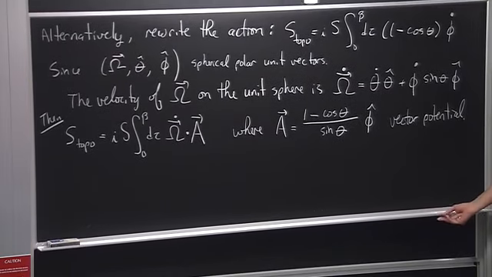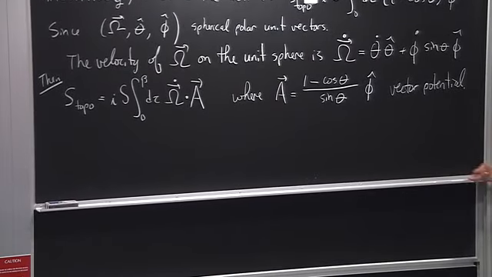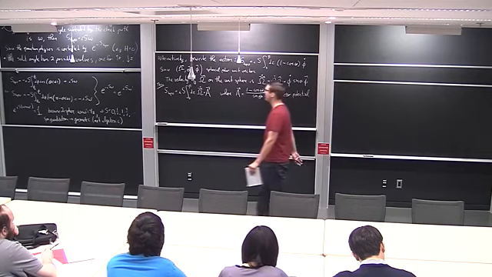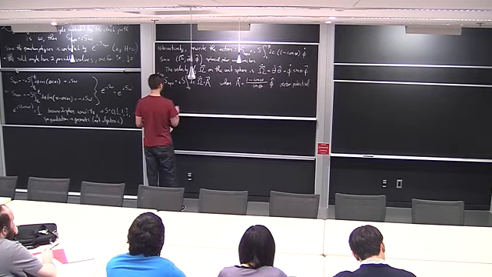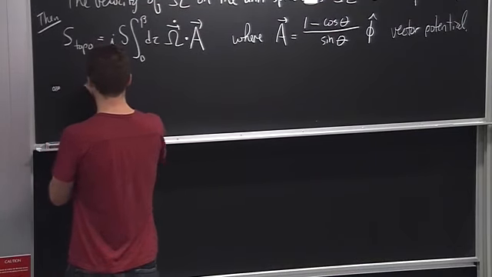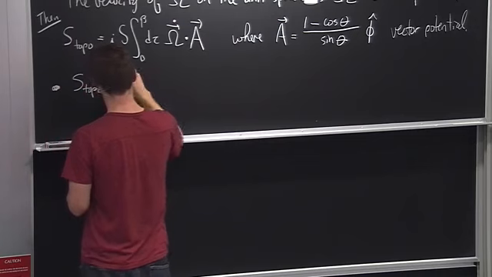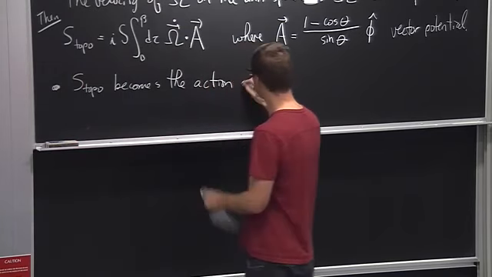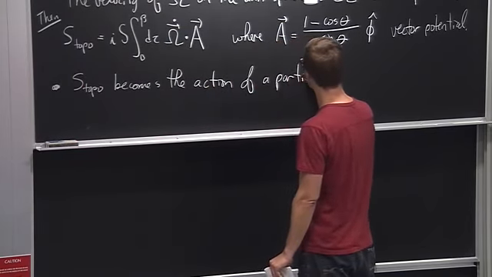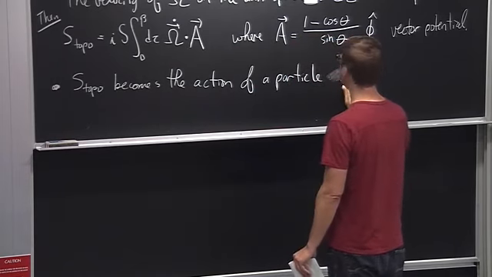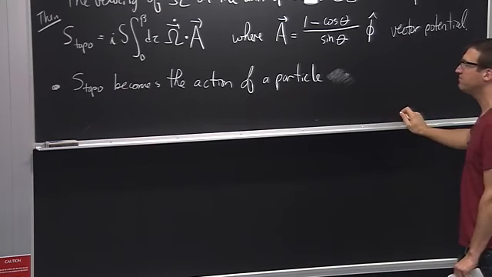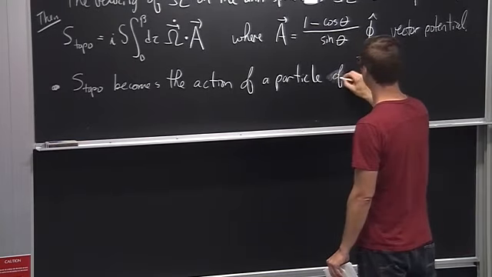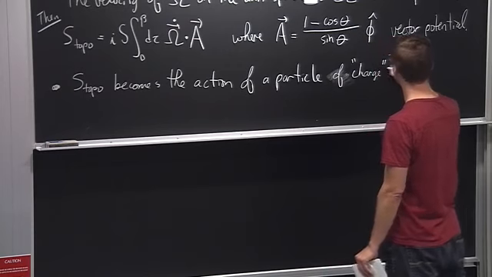And just by the simple definition of this vector potential, the interpretation of the Berry phase becomes different than even what we're looking at here. So let's look at this interpretation. Now this action looks like the action of a particle moving in a vector potential. It has some charge. I guess the charge is S. So, quote unquote, charge.